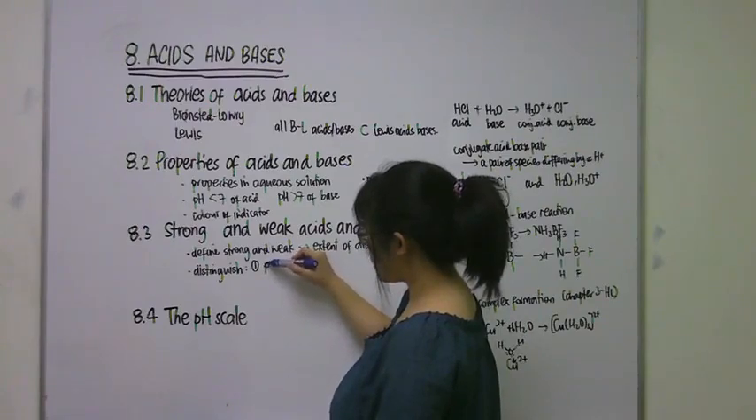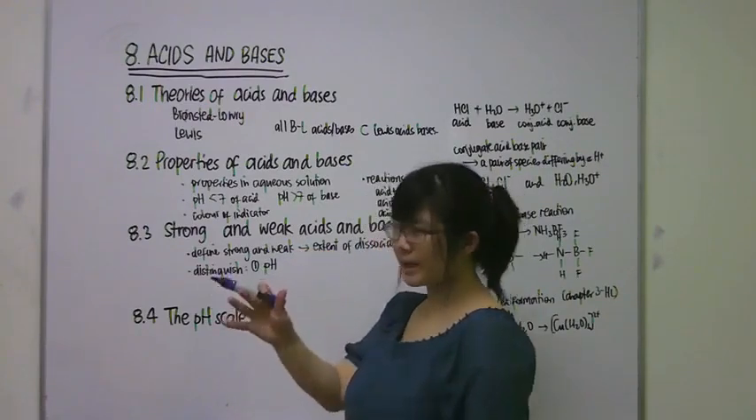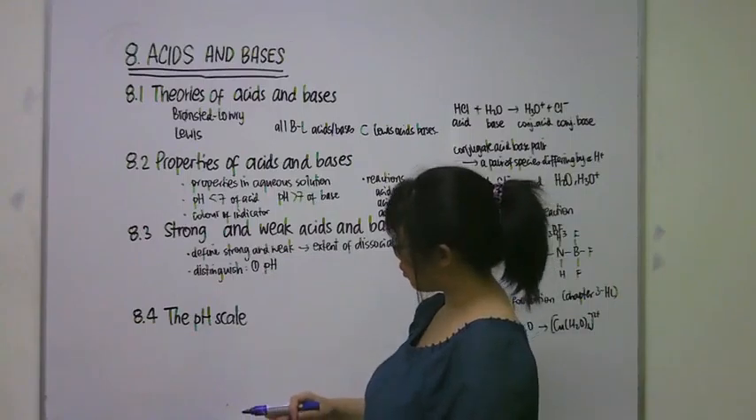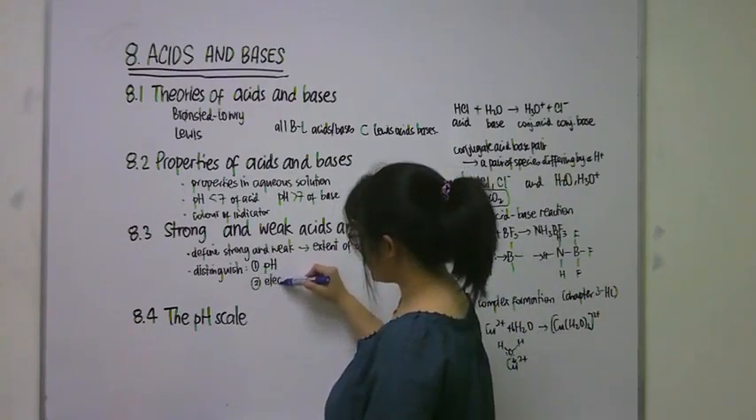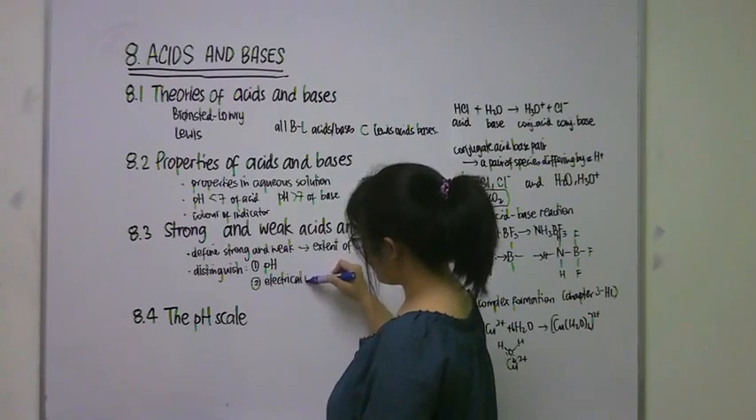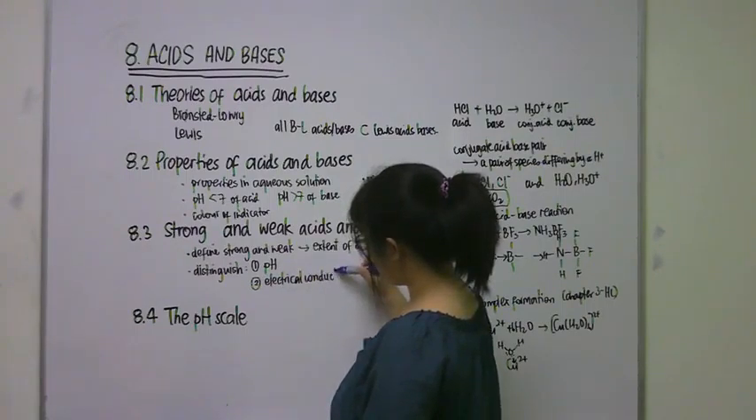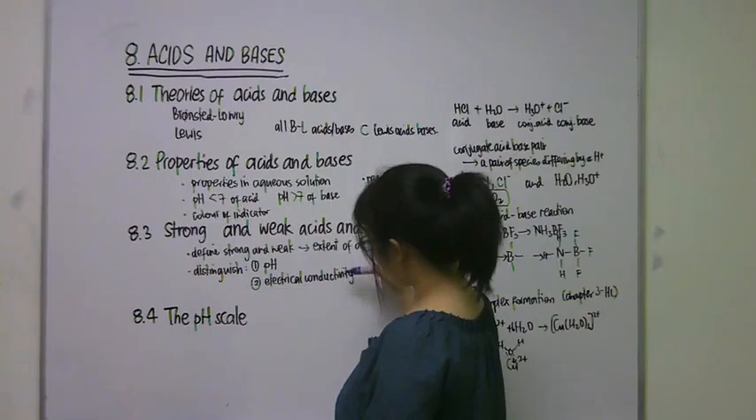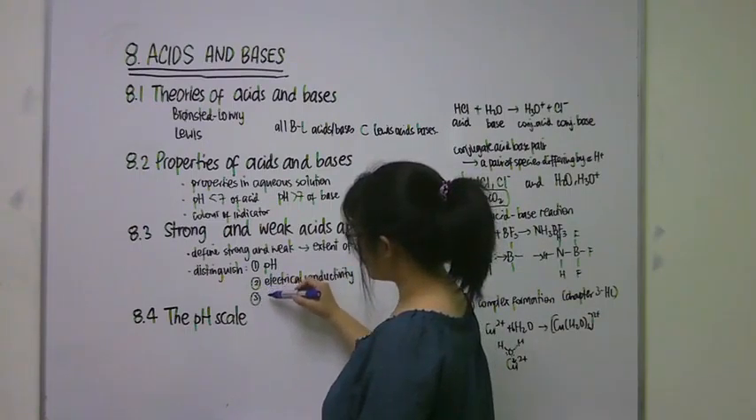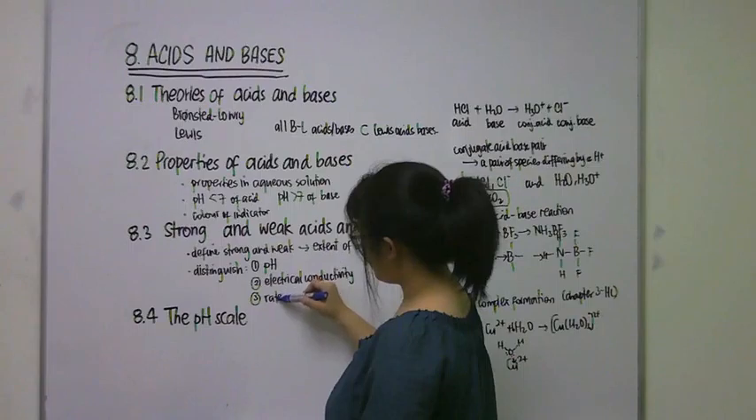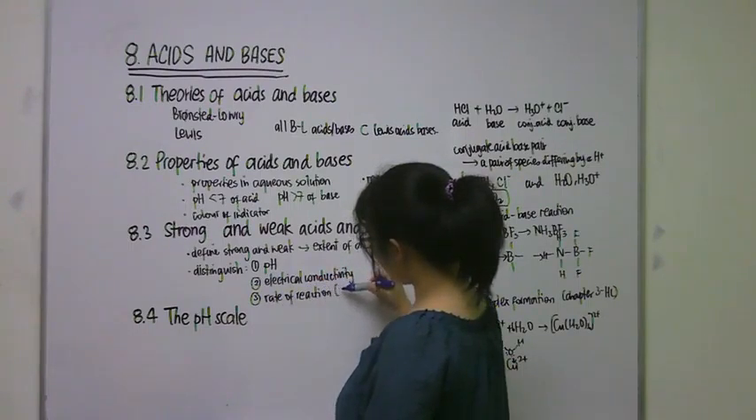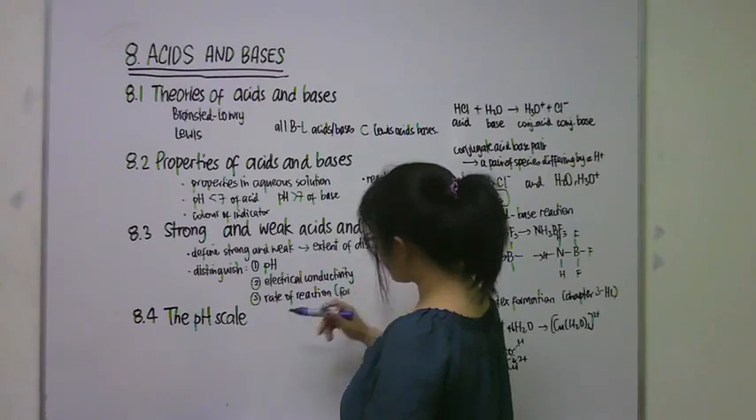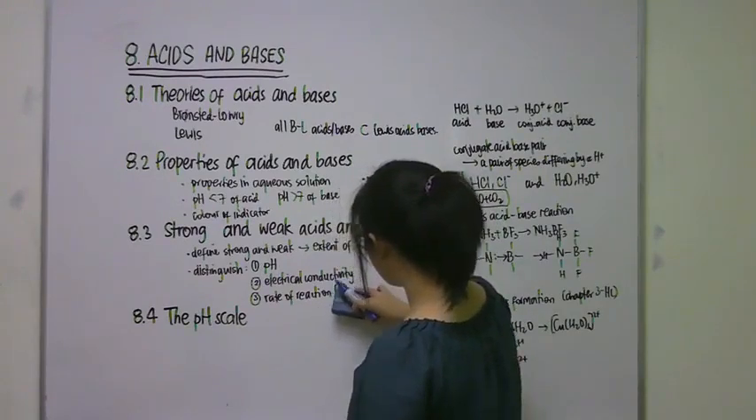One is the pH. Of course, a weak acid will have a higher pH than a strong acid. Second is electrical conductivity. And third is rate of reaction. And this rate of reaction can be followed by the rate of formation of gas.